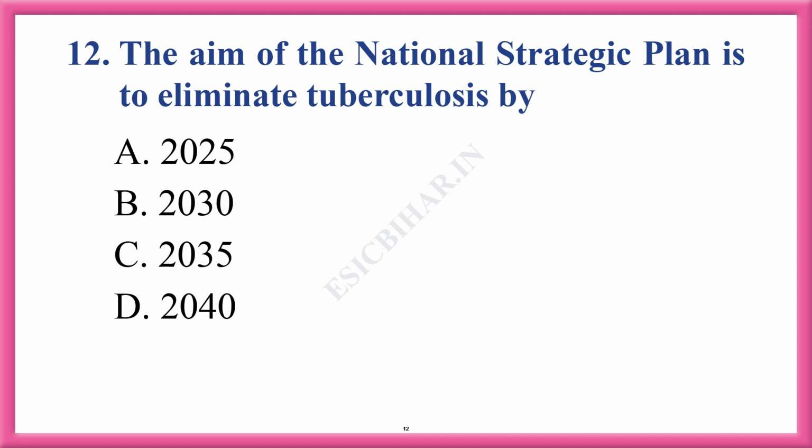Question 12. The aim of the National Strategic Plan is to eliminate tuberculosis by A. 2025, B. 2030, C. 2035, D. 2040. And the answer is A. 2025.